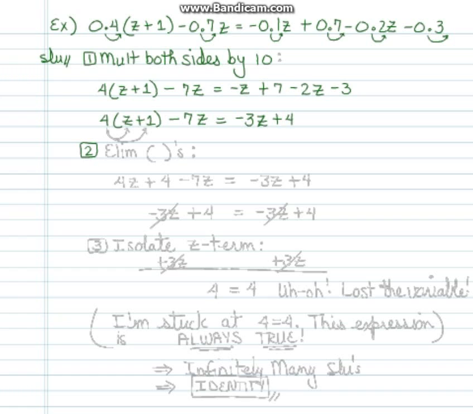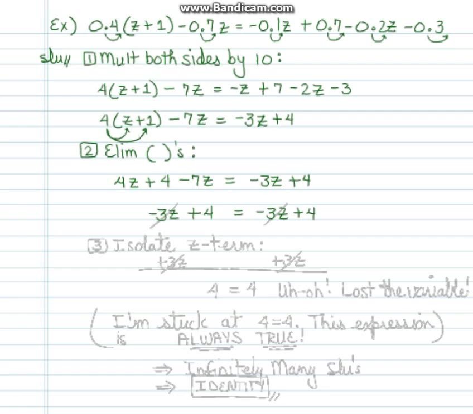For step 2, we need to eliminate the parentheses, and we're going to do that by distributing multiplication inside these parentheses. So we get 4 times z plus 4 times 1 is 4 minus 7z. Bring down the equal sign, bring down negative 3z, bring down plus 4. And over here on the left, let's combine our like terms. We have 4z minus 7z. 4 minus 7 is negative 3 times z. Bring down the plus 4, bring down the equal sign, bring down the right side.